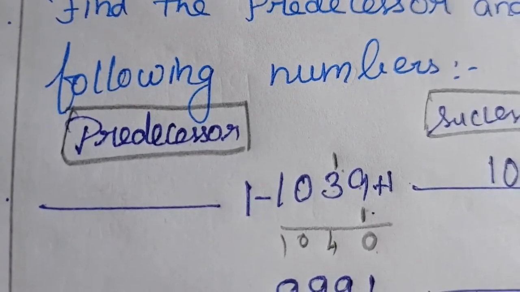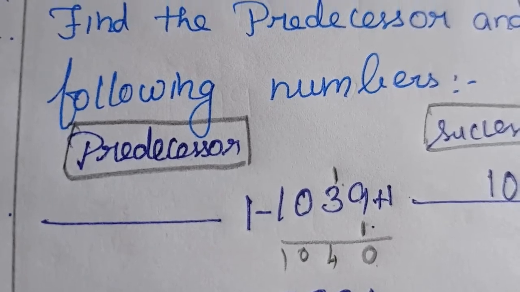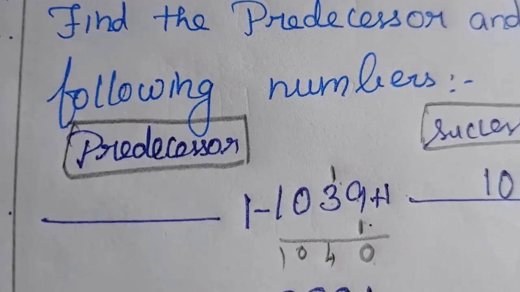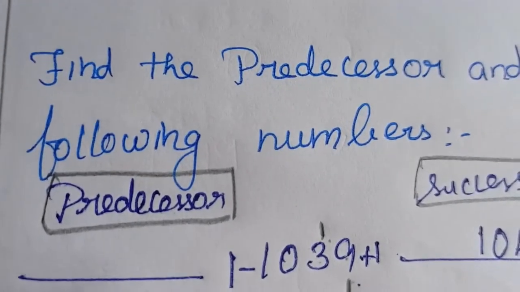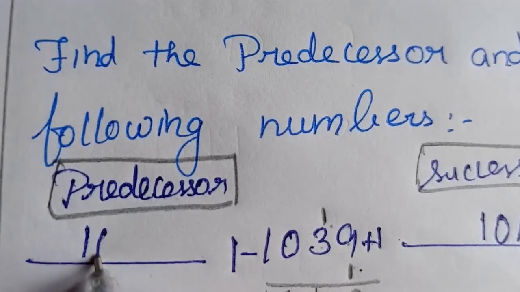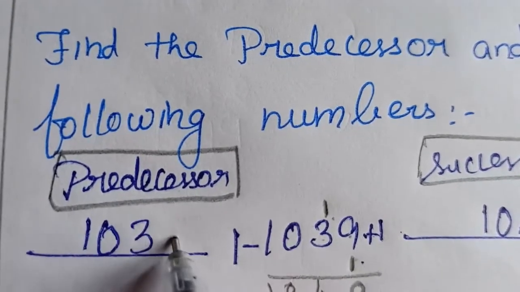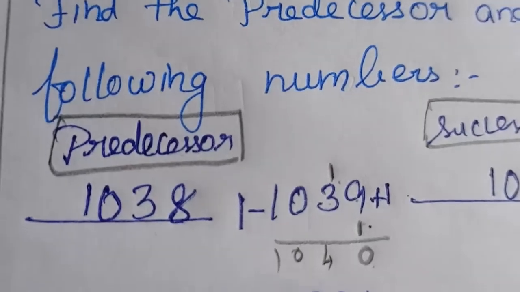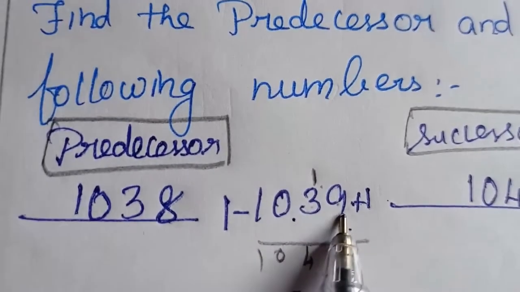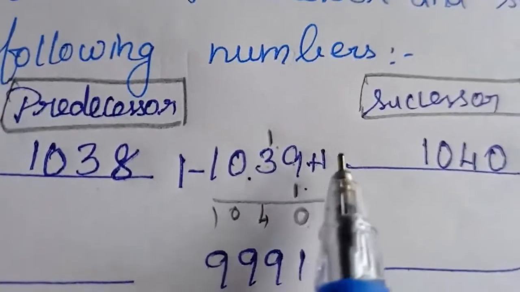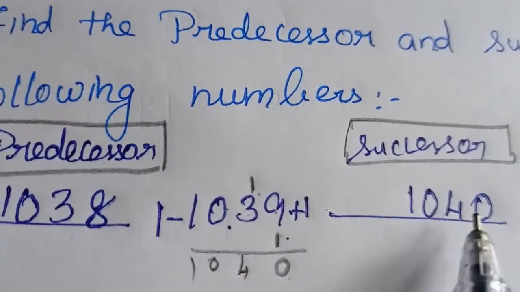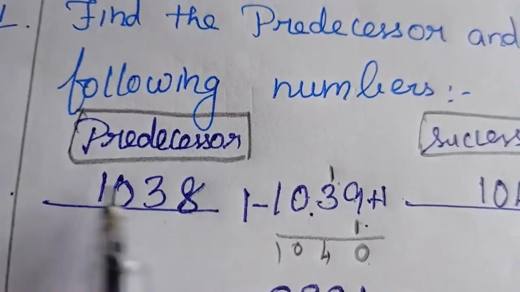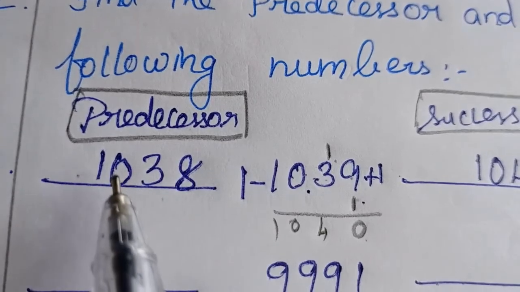Take 9 fingers and subtract 1. You can get 8, isn't it? So the answer is 8. So this is a 4-digit number, 1038. Okay, children. So the successor of 1039 is 1040 and the predecessor of this number is 1038.